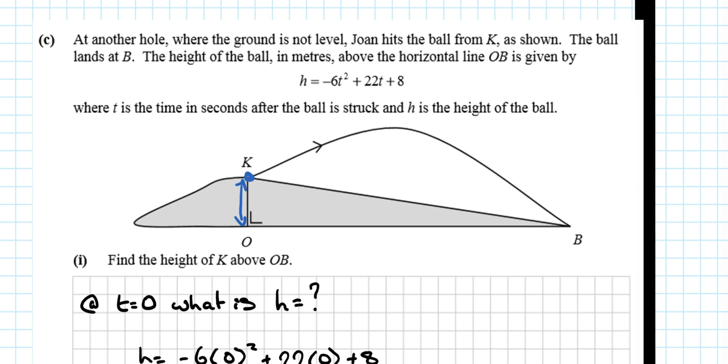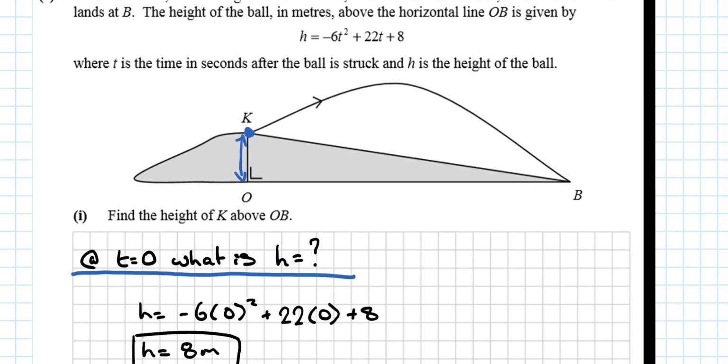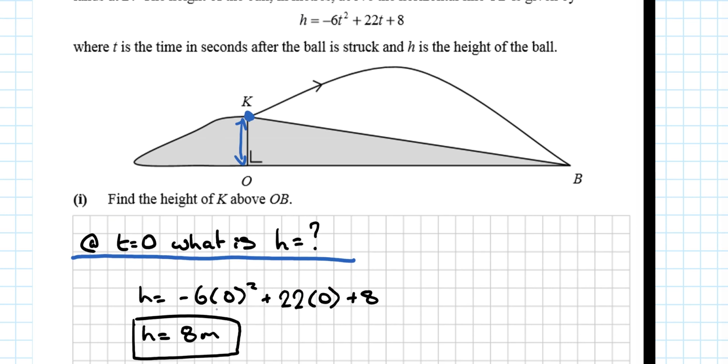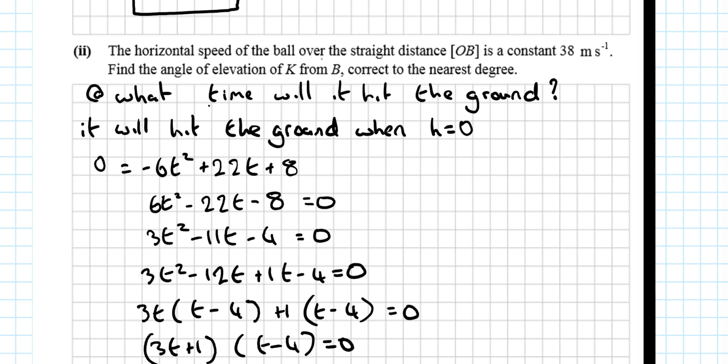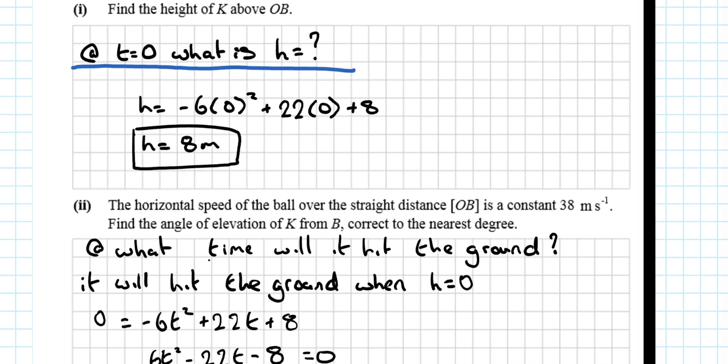Well, when is it at K? It is at K at time t equals 0. So if I sub in t equals 0, I should be able to find h. Okay, so sub in t equals 0, and you get h on its own. So I know this height here is now 8. The next part is a distance, speed, time question. The horizontal speed of the ball over the straight distance OB is a constant 38 meters per second. Find the angle of elevation of K from B, correct to the nearest degree.